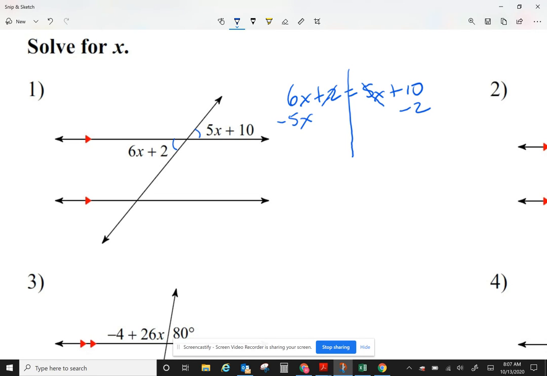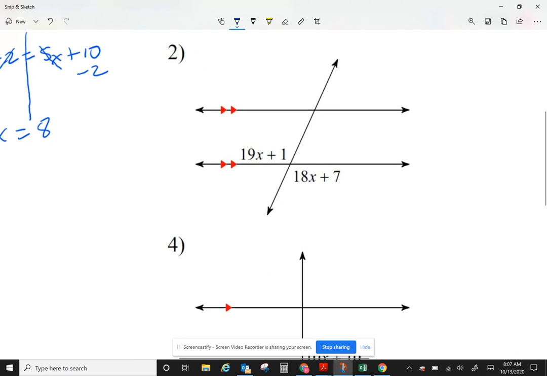Once again, I'm moving terms, but once I move a term from one side of the equal sign to the other side, I'm going to switch signs. All right, so on the left, I have 6x minus 5x. 6 minus 5 is 1x. On the right side, I have 10 minus 2. That gives me 8. So the value of x is equal to 8. Now, when you type this, don't type in x equals 8. Just type in 8. So for the homework, just type in the number, just 8.